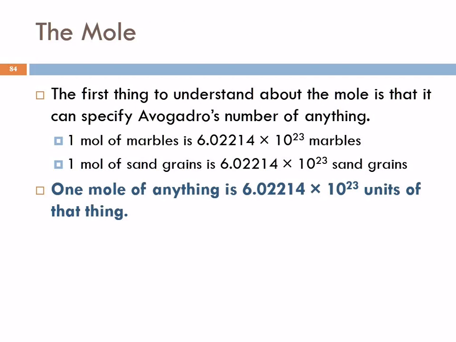So a mole can specify Avogadro's number of anything, just like a dozen means 12 anything. You can have a mole of marbles. You can have a mole of sand grains, 6.022 times 10 to the 23rd sand grains. If you took 1 grain of sand, just to give you an idea of how small atoms are, and figured out the number of atoms in it and made each of those atoms the same size as the grain of sand, it would be about the size of Mount Everest. That's how small they are.